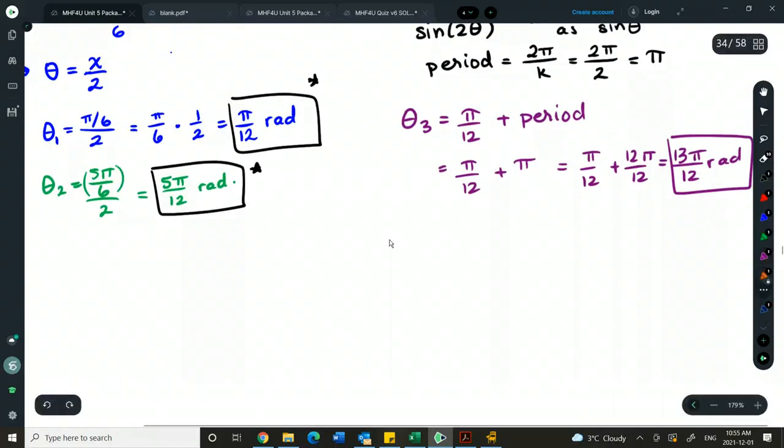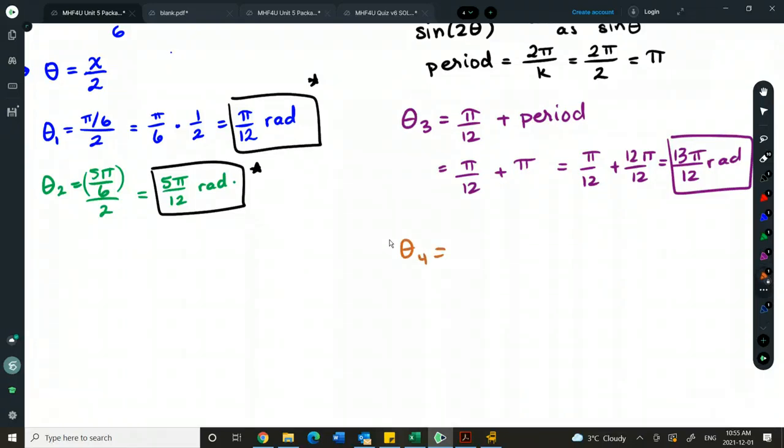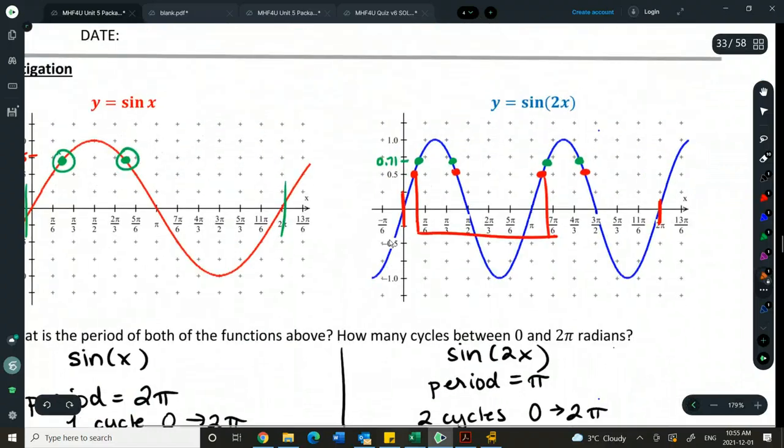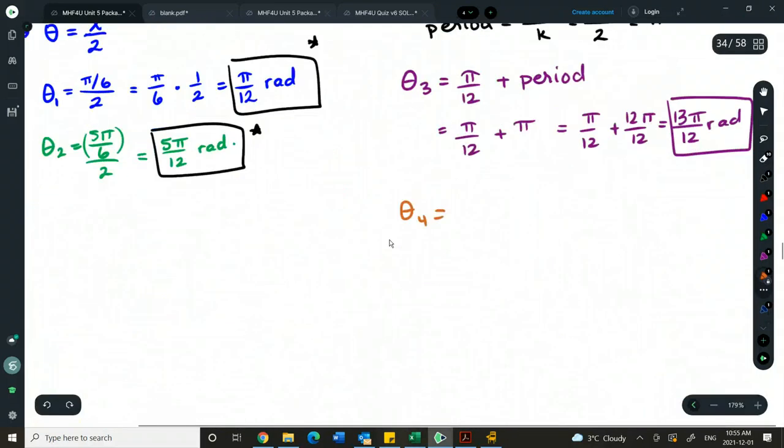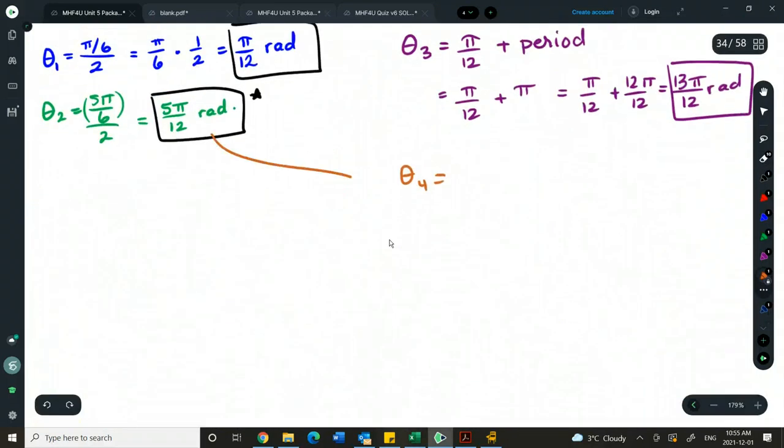Any guesses to how we can find the fourth theta here, where sine is equal to 0.5? Look on your graph. I want now this answer. How far away will these be? These 2 corresponding points. They will also be the period length away. They'll be pi length away. So I'm going to add the period to my second answer here. So I'll take my second answer.